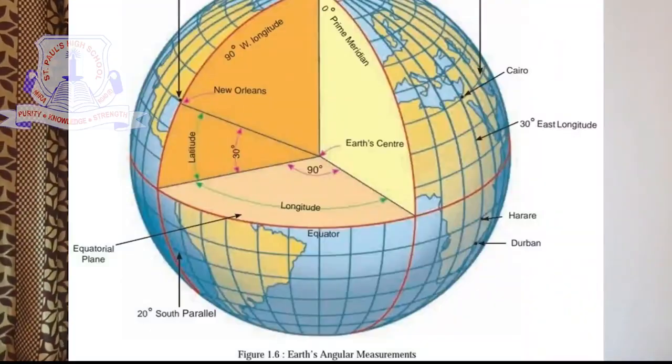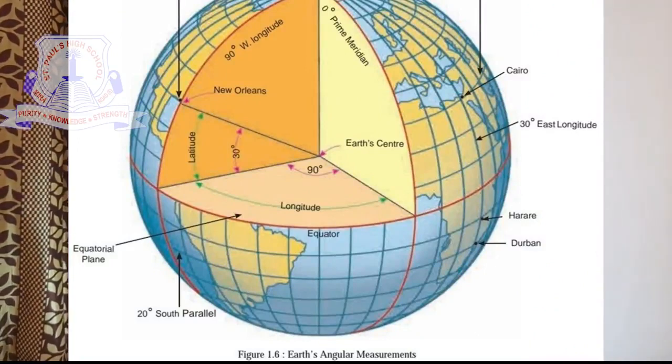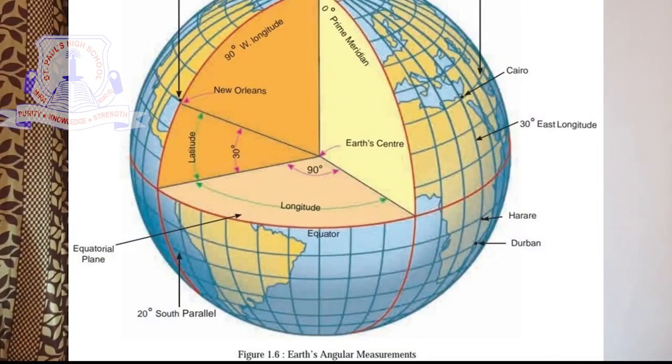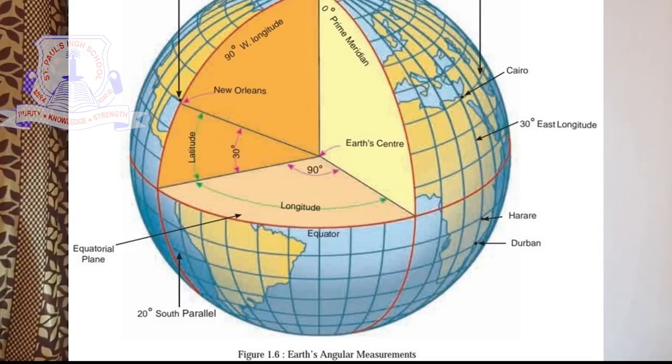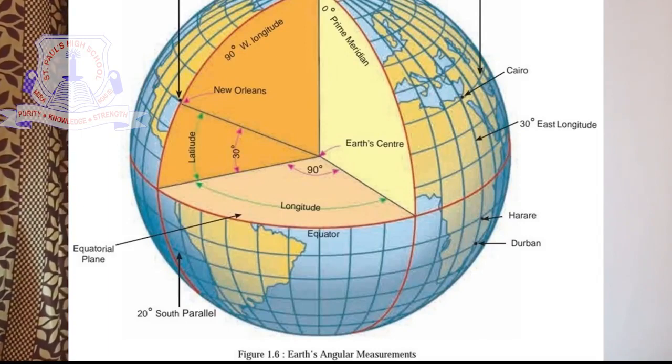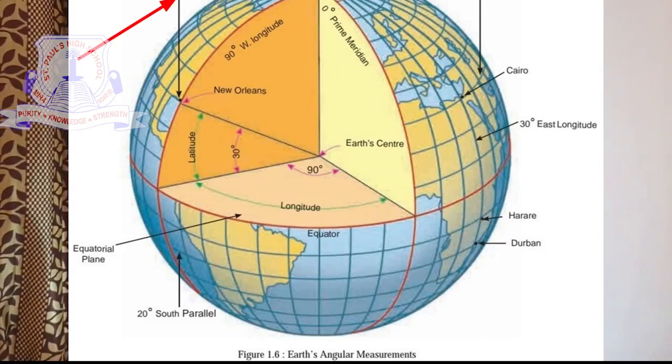Let us observe the next figure and understand better. In this diagram, you can see a line joining all the places located to the north of the equator at an angular distance of 30 degree, which is the 30 degree north parallel. Hence, all the places on this parallel will be at the same latitude, which is 30 degree N.